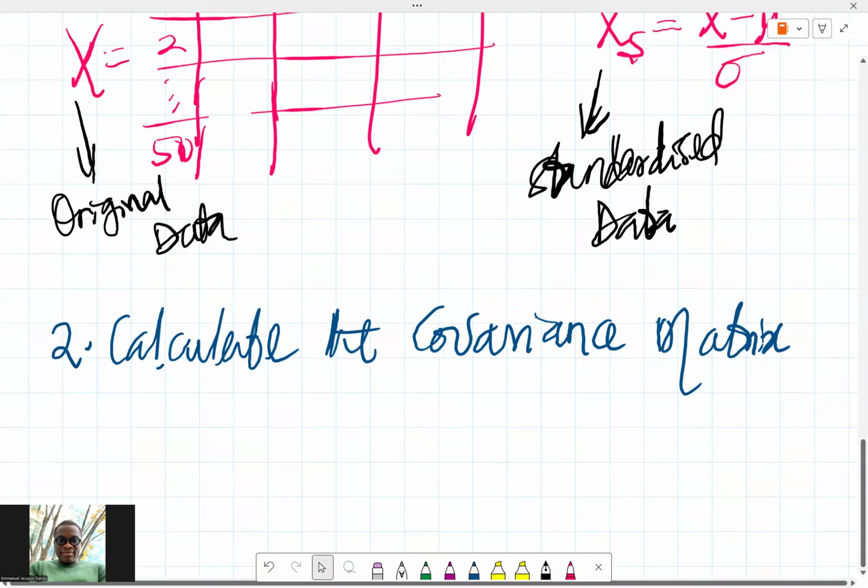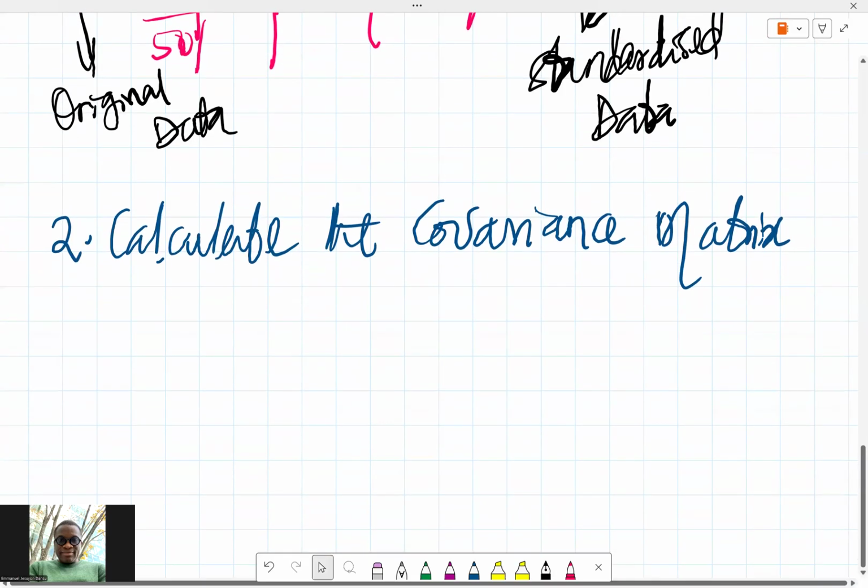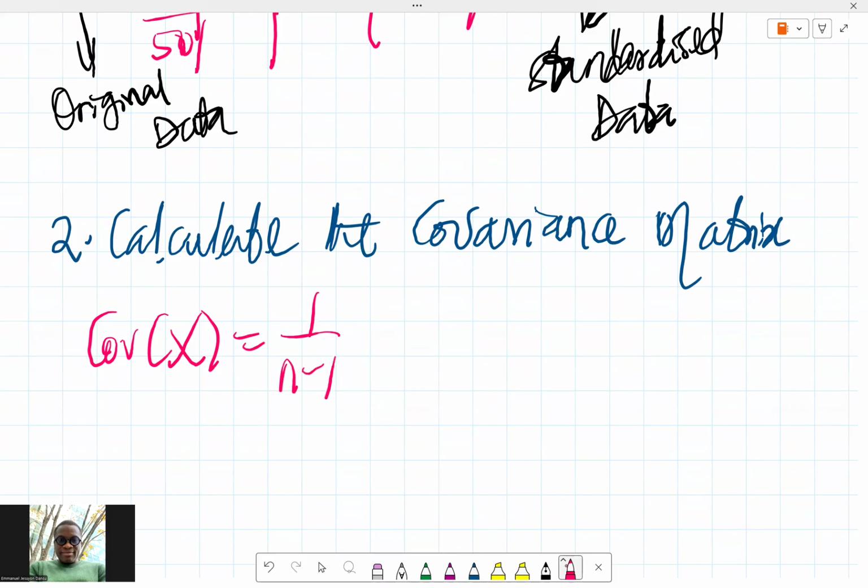So for a data set with M features, the covariance matrix is calculated as follows. Calculate the covariance using this formula. Say the covariance of X is equal to 1 over n minus 1, multiplied by the standardized data transpose multiplied by the standardized data itself.